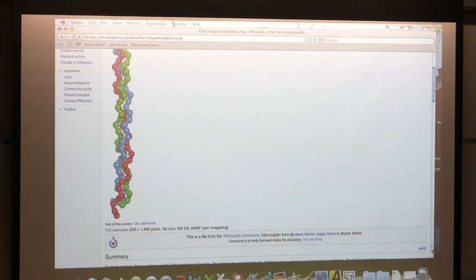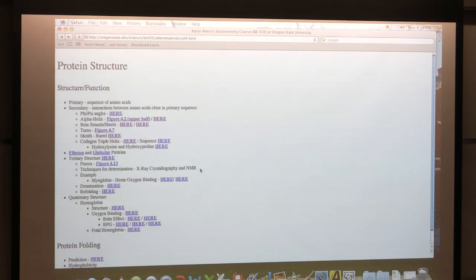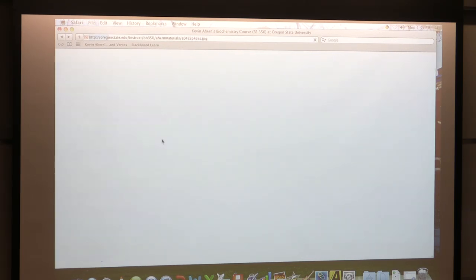So the fibers are held together by covalent bonds, and I'm going to show you how that happens. It's really cool. It's really interesting. Okay? Let's look first at the sequence of collagen.